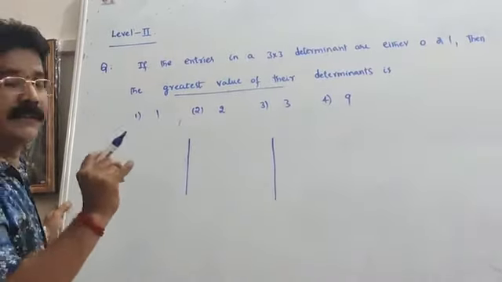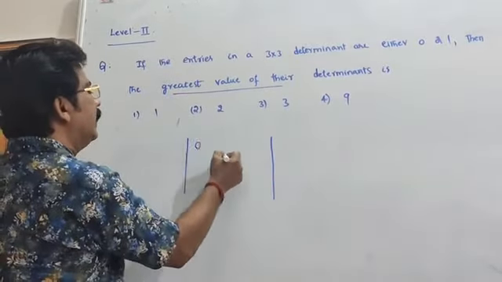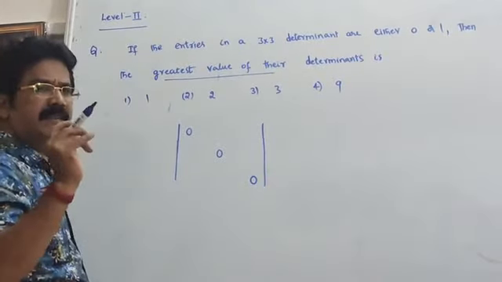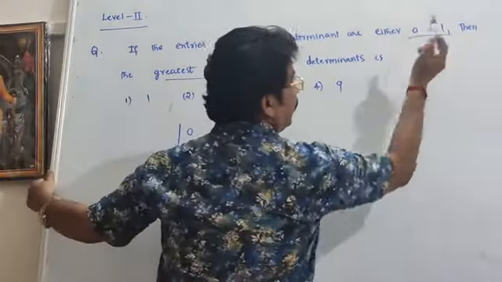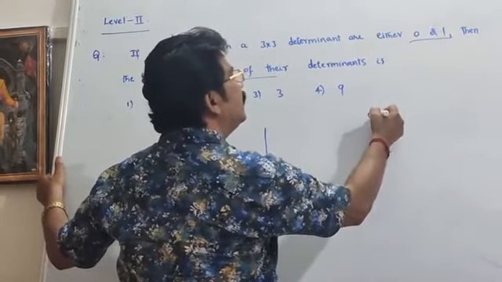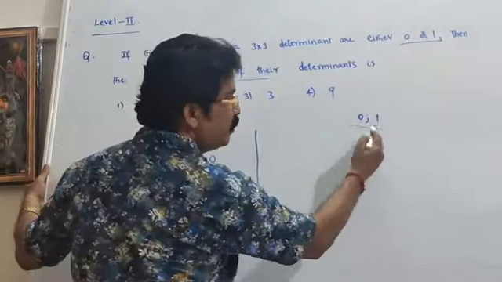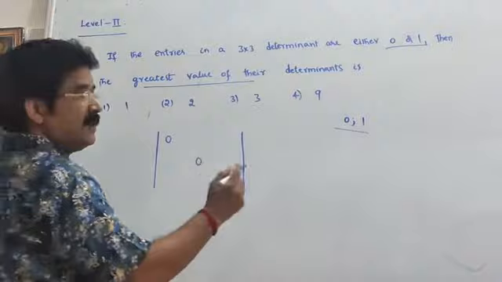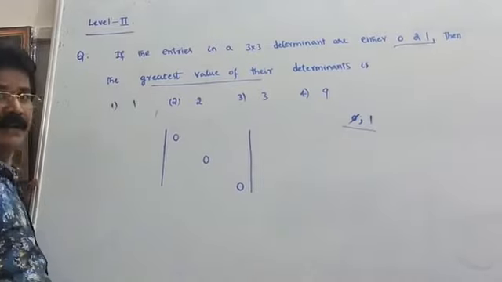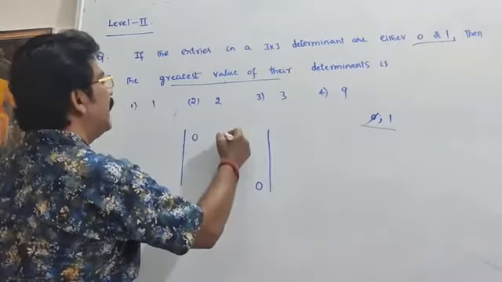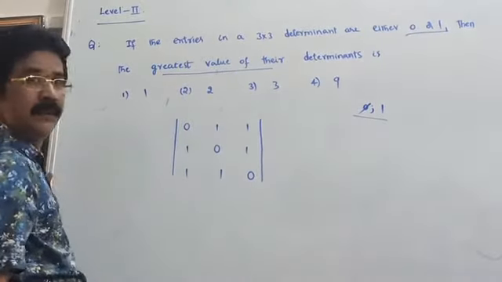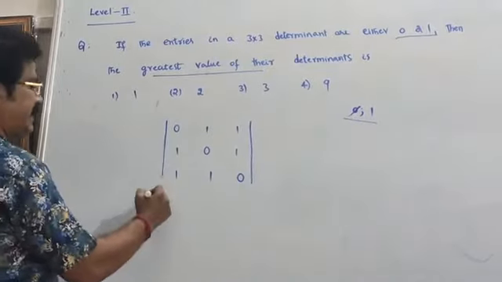So the shortcut is, in the elements, if we are putting the least number out of the given numbers or digits, mind it, we are given only 0 or 1. Out of these two elements, which one is the least number? 0. Fill the least number in the principal diagonal. Remaining 1, 1, 1, 1, 1, 1. Then it will take maximum value.